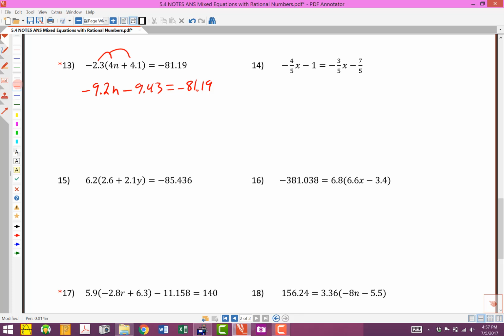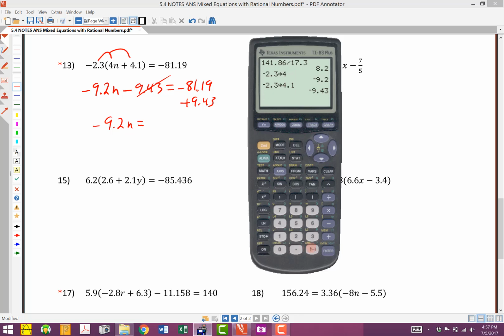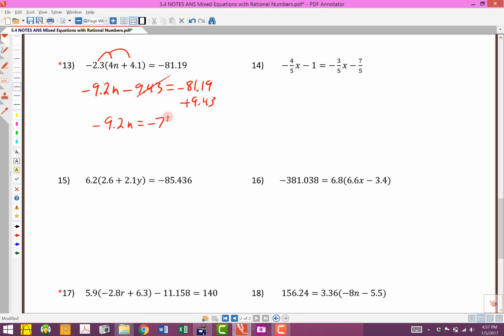So the next thing I'm going to do is isolate that variable term. So I'm going to get rid of this. I'm going to move it to the other side by adding 9.43. So that adding 9.43 would cancel that out. So I've got negative 9.2n, and then over on the other side, let's go ahead and see what we get here. If we do negative 81.19 and then we're going to add 9.43. Let's see what we've got here. We've got it typed in there the right way. Let's see, so negative 71.76. So this looks pretty ugly.